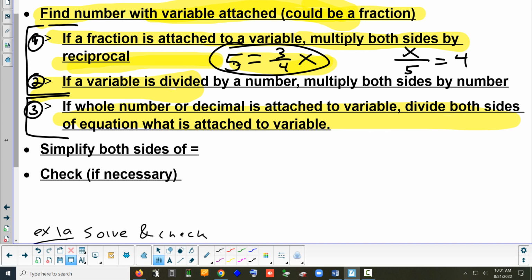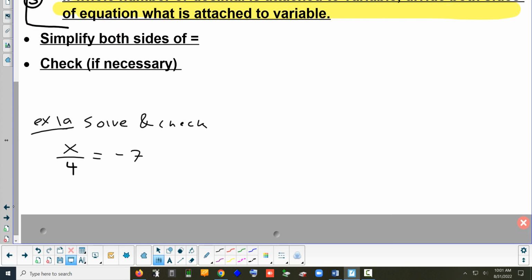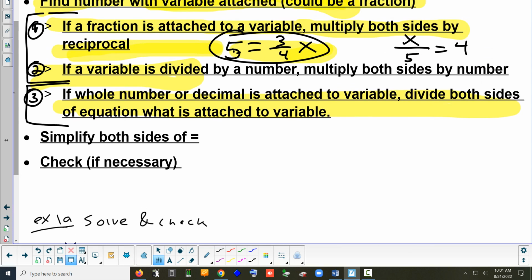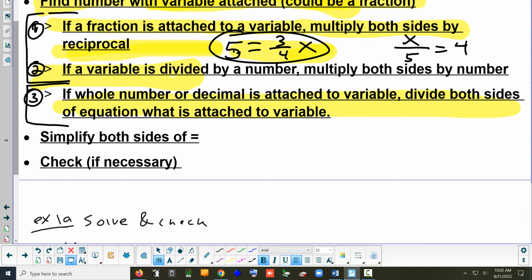No, we don't have a fraction. By attached, I mean next to. Right? There's no fraction next to the variable in this one. Yeah, Maya? It's the second one. A variable is being divided by a number. So what are we supposed to do to solve when you have a variable divided by a number?